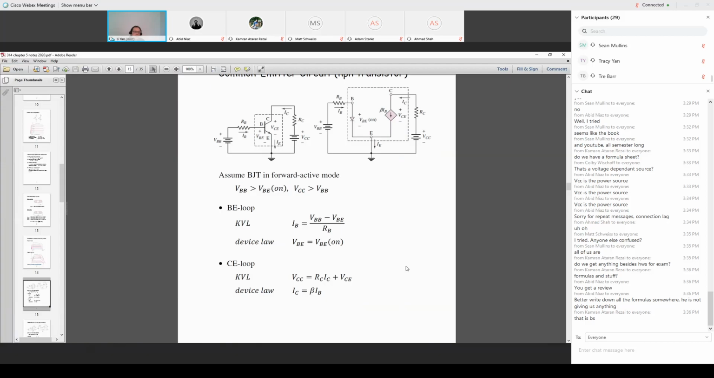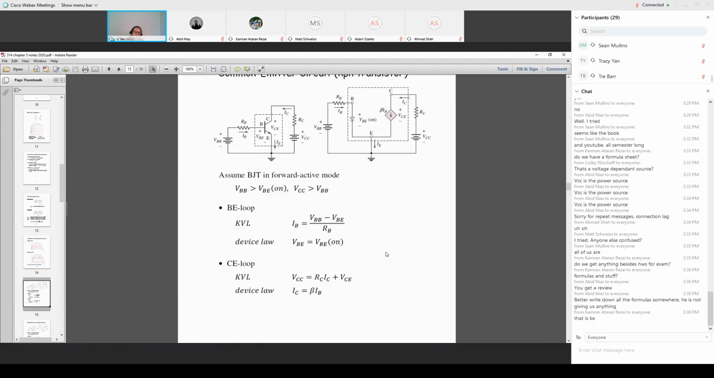Here I have two loops. Looking at the configuration, there's one loop involving the base and emitter. I call it the BE loop. By Kirchhoff's law, the voltage VBB is equal to the voltage drop at the resistor RB plus the voltage drop at the diode. I call this the KVL equation, and I can calculate the base current once I know the bias voltage VBB. But KVL itself is not sufficient to solve the circuit.